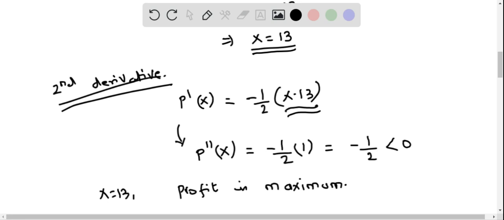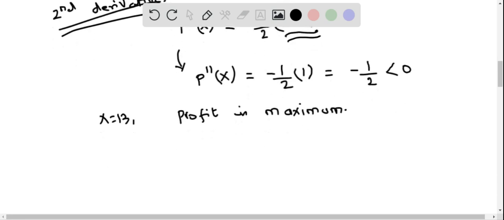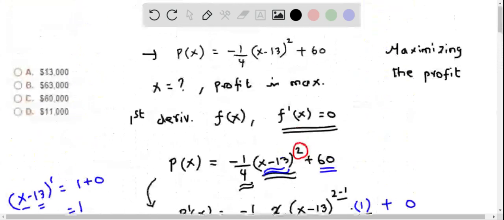And since the unit of x is thousands of dollars, we see that it is 13 times 1000, which is 13,000, and this is in dollars. So therefore, the whole company should spend $13,000 on advertising to maximize the profit. And this means we can choose the answer choice A. So this is correct.